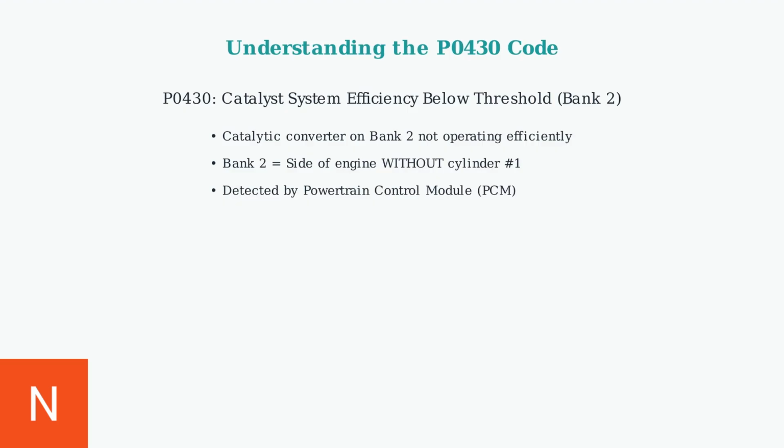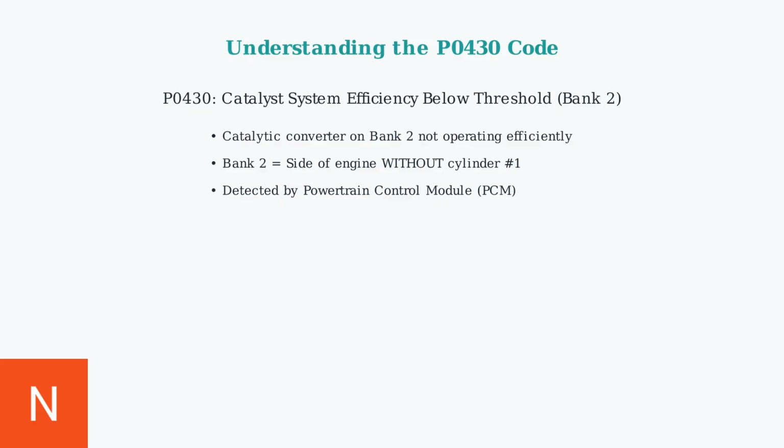The P0430 diagnostic trouble code is one of the most common emissions-related codes that vehicle owners encounter. Understanding what this code means is essential for proper diagnosis and repair. The P0430 code specifically indicates that the catalytic converter on bank 2 is not operating efficiently.